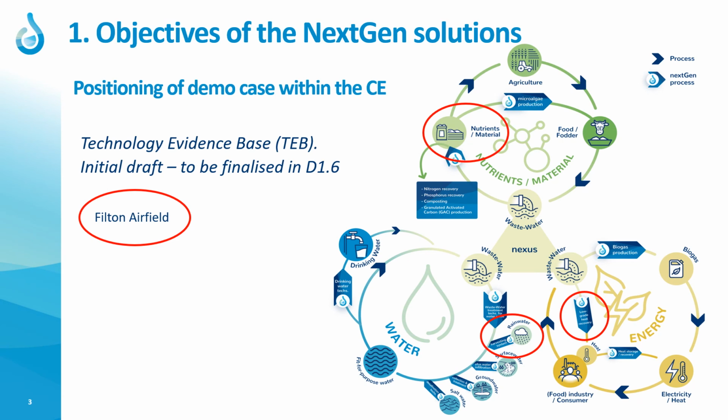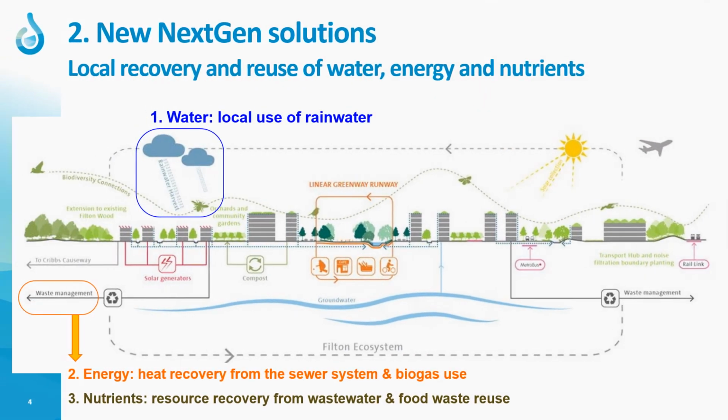So this slide shows the position of the Filton case within the circular economy: rainwater reuse, low-grade heat recovery, and materials recovery. So these are the new NextGen solutions for the Filton case.